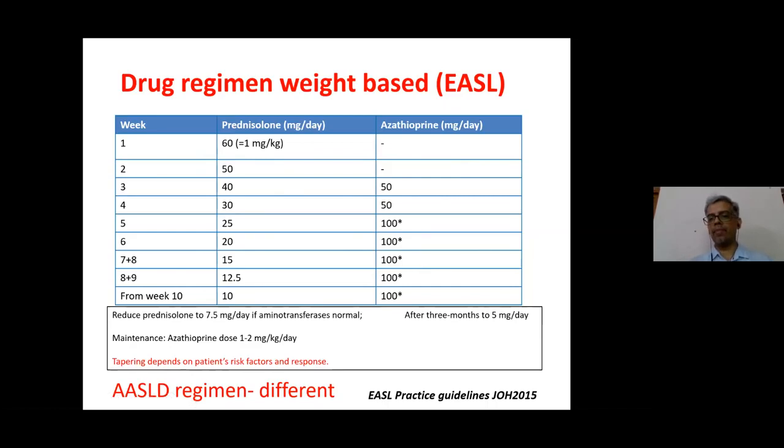When we start tapering depends on multiple factors, including the patient risk factors, patient response, the liver enzymes, how they are responding. These play an important role regarding your tapering doses. And these are not very fixed schedules. The AASLD regimen is a little different and would suggest start with 60, drop down to 20 by the next week, and then drop by 10, and add on azathioprine in the initial beginning, 1 to 2 milligram per kg, or take a half dose, that is 0.5 milligram per kg of prednisolone, that is 30 milligrams, and azathioprine right in the beginning, and then titrate your doses.